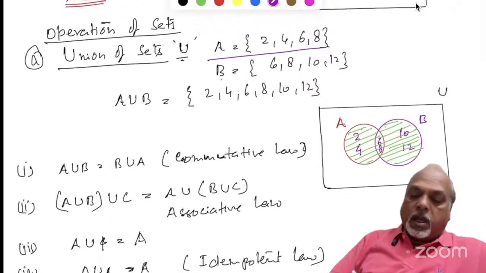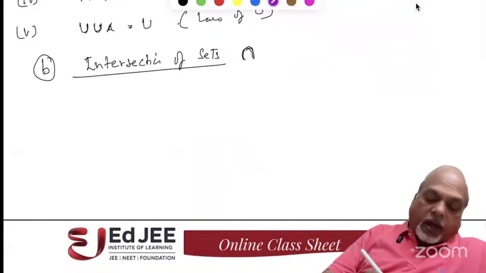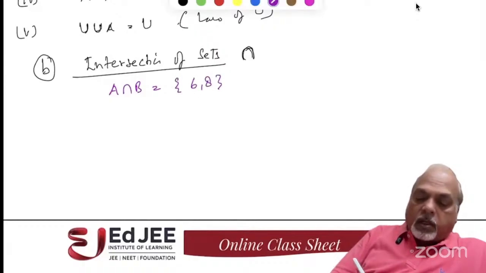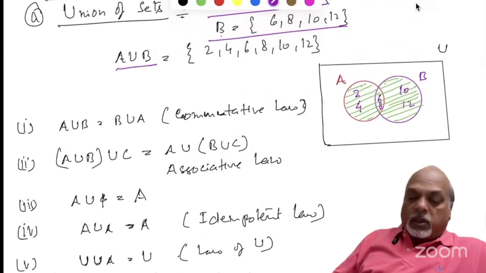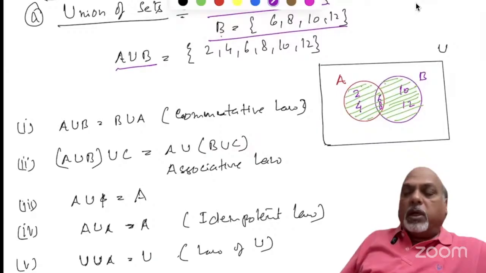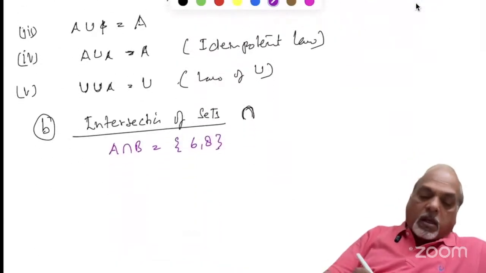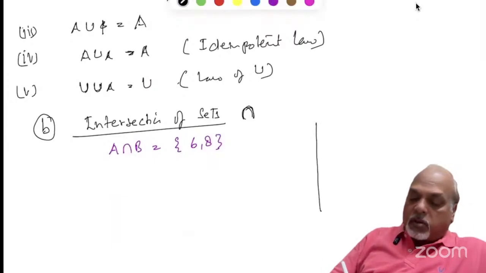A is this and B is this. We have found out A union B. But if we find A intersection B, then it will be nothing but 6 and 8, because only the elements 6 and 8 are common to them. Here we can see through a Venn diagram also.